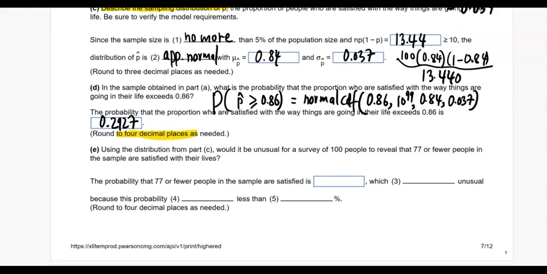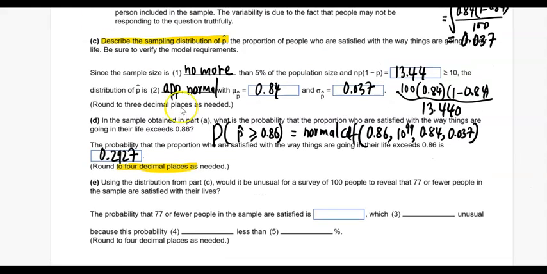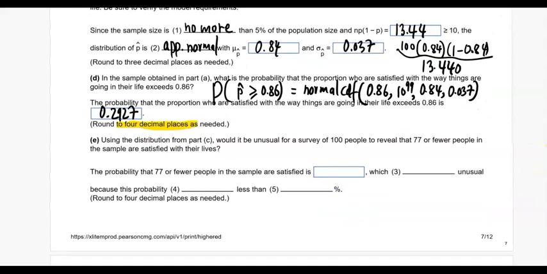Question E. Use the distribution in part C. Again, we use the distribution in part C. That means we use this mean and this standard deviation for this question. And would it be unusual for a survey of 100 people to reveal that 77 or fewer?